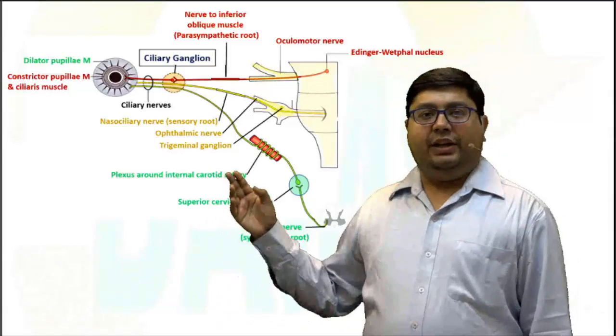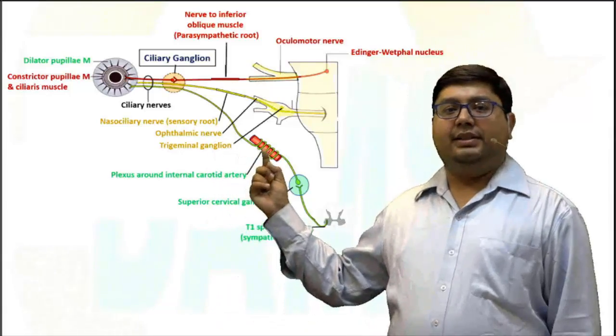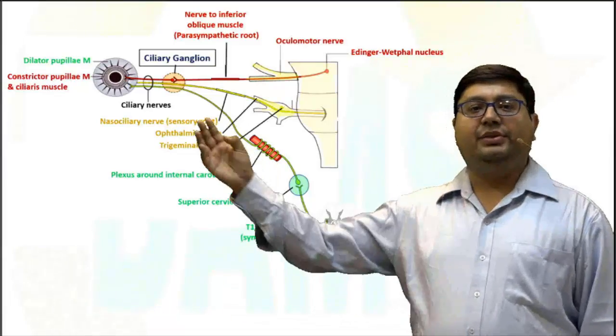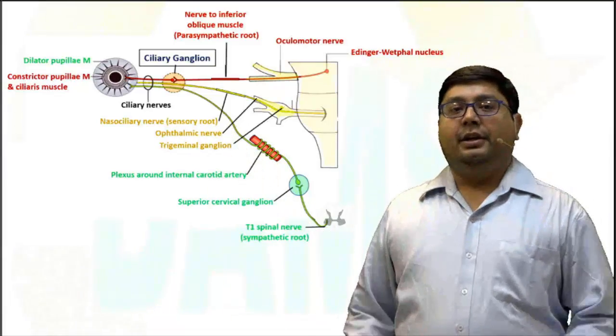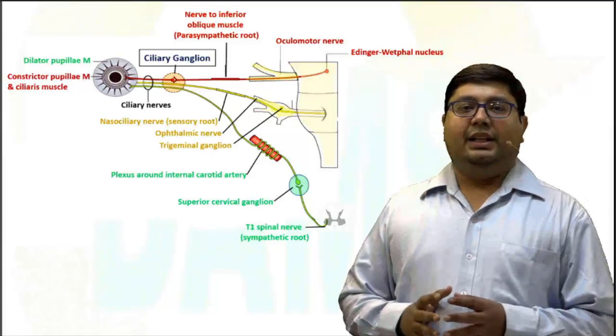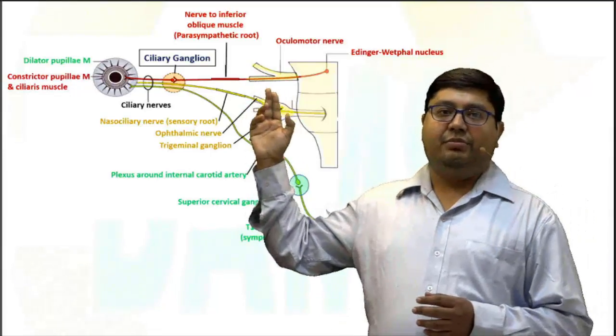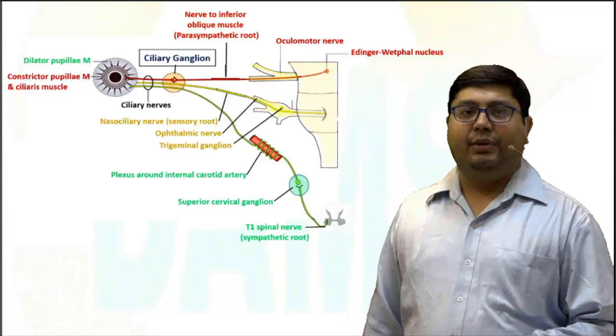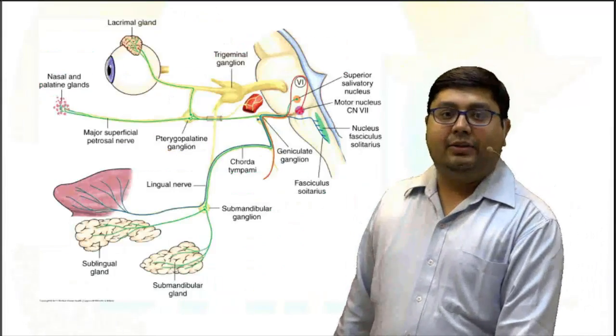ciliary ganglion, the fibers will be delivered to the sphincter pupillae and the ciliaris muscle. And of course we have the sympathetic fibers, which come as a plexus around the internal carotid artery, and there are some other fibers which also pass through the ganglion. But we have learned that for the ciliary ganglion, the nerve bringing the preganglionic fiber is nothing but the nerve to inferior oblique, right?